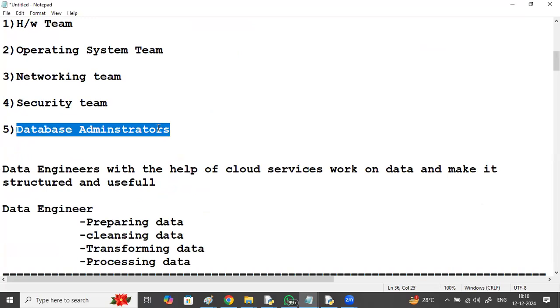But in the case of cloud, all these are not required. Everything is in the cloud premises, so we do not need to maintain this kind of infrastructure, and there is no need for any licenses. Here everything is in the cloud environment. So data engineers, with the help of these cloud services, work on data and make it structured and useful, right? Data engineers prepare the data as per the requirement, cleansing the data, filtering the data, transforming the data, and processing the data.